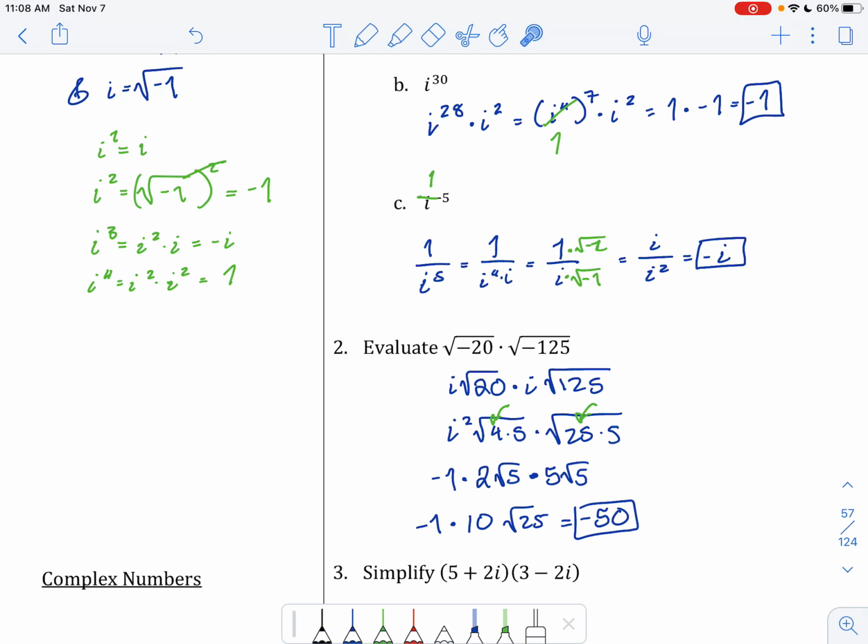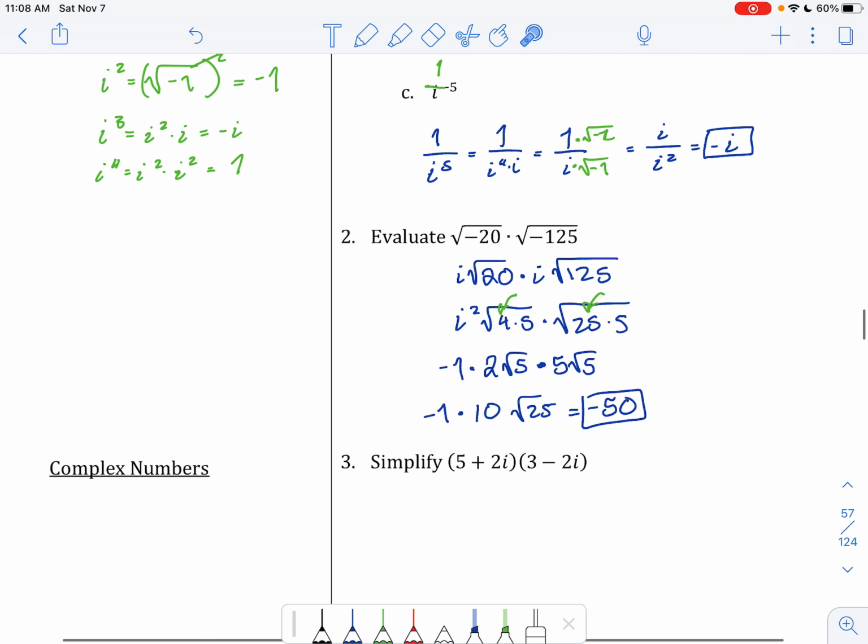And if you tried to combine them right away, you would lose this negative. So be really careful with your negatives. I know this is how math always works. This is how math teachers always say. It's still important. All right.